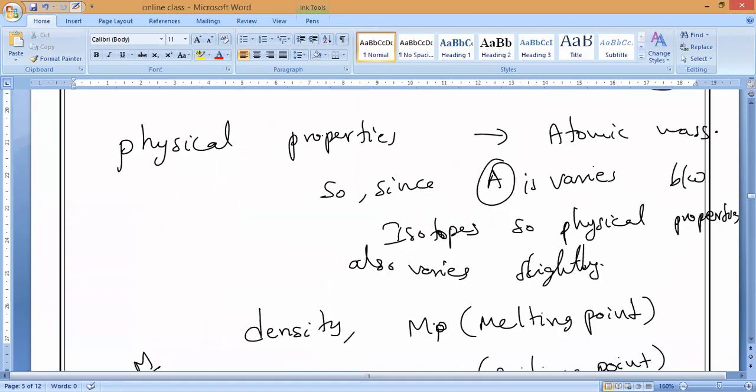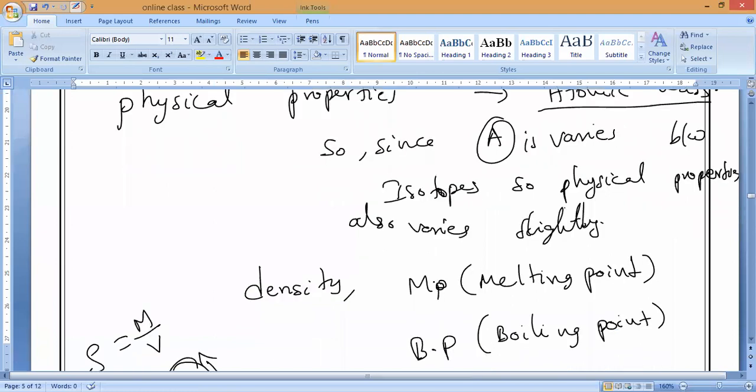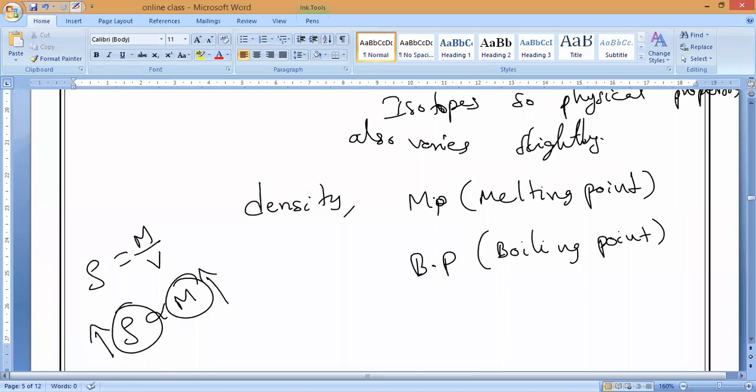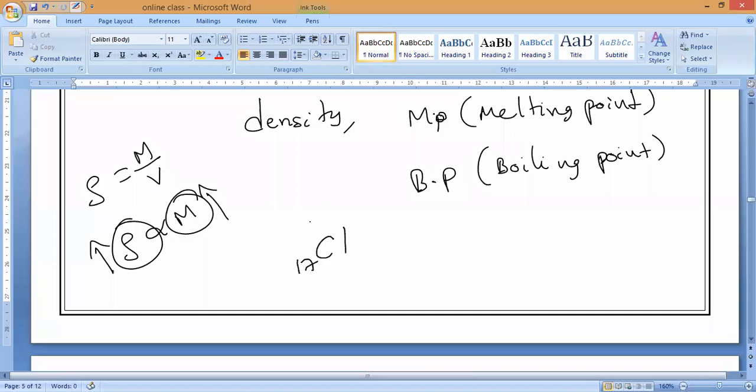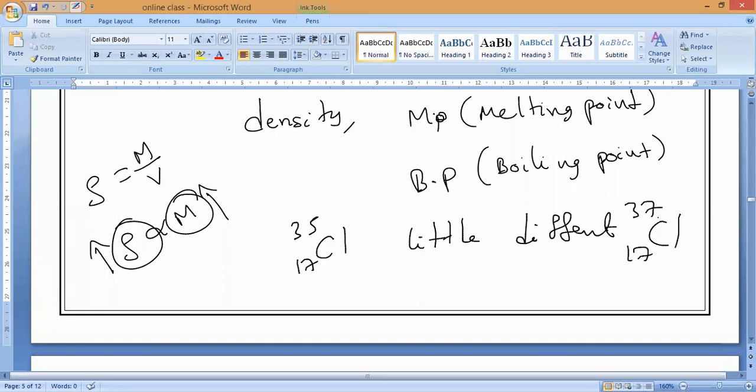But if it comes to physical properties, they depend on atomic mass. Since the isotopes have different atomic mass, their physical properties also vary slightly, like densities, melting points and boiling points. These all depend on the masses of the isotopes. That is what you have to remember. For example, you can write: physical properties of chlorine-35 are slightly different from chlorine-37 in density, melting point and boiling point. This is what we call isotopes. Understand everybody? Please respond.